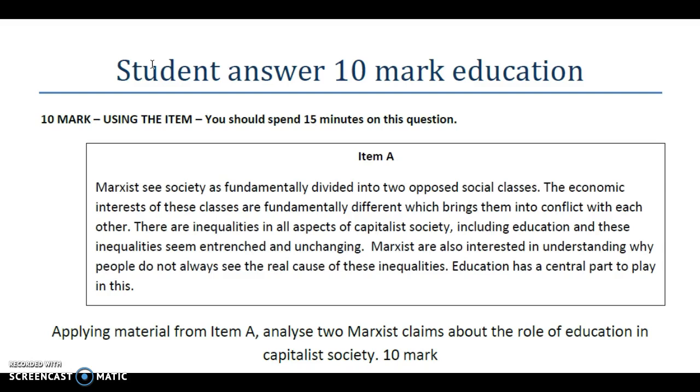This is a 10-mark apply material from the item question from Paper 1, Education with Theory and Methods. It would be question 3 on the paper, and I'm going to go through a student's answer as well, just to show how you can demonstrate all of your skills.